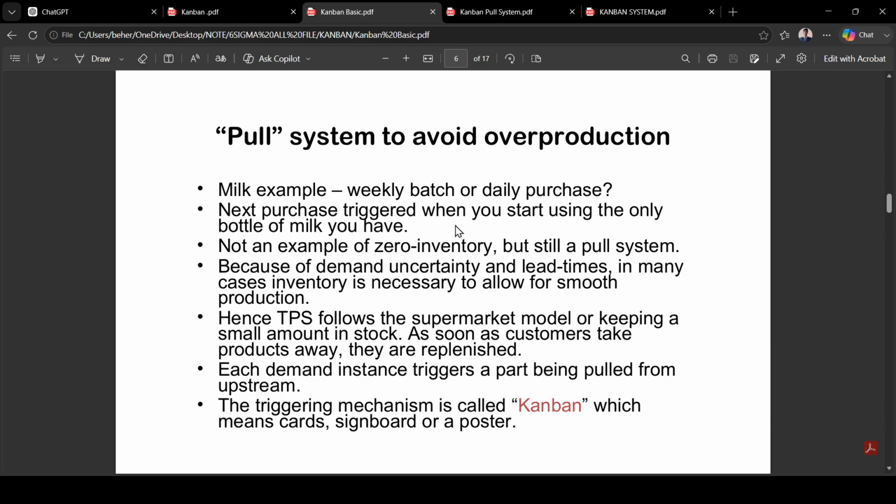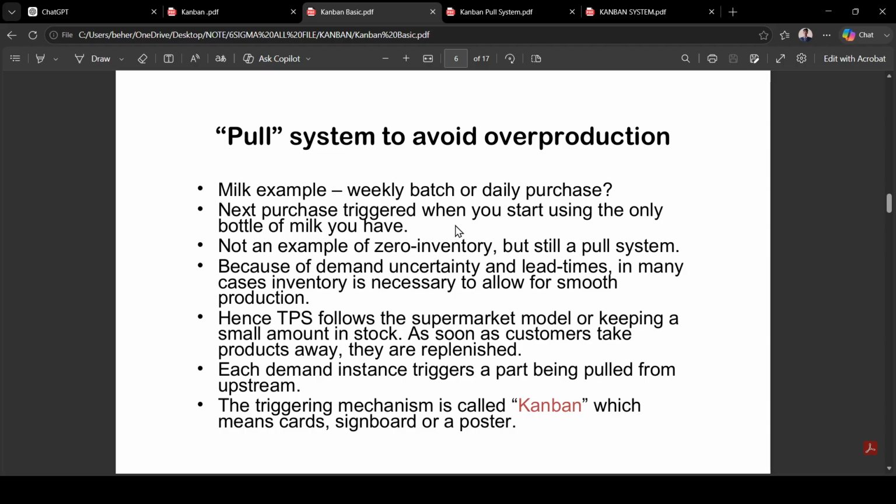The next purchase is triggered when you start using the last bottle of milk. This is not an example of zero inventory, but it is still a pull system. Because of demand uncertainty and lead times, in many cases inventory is necessary to allow smooth production. Hence, the Toyota production system follows the supermarket model of keeping a small amount in stock.